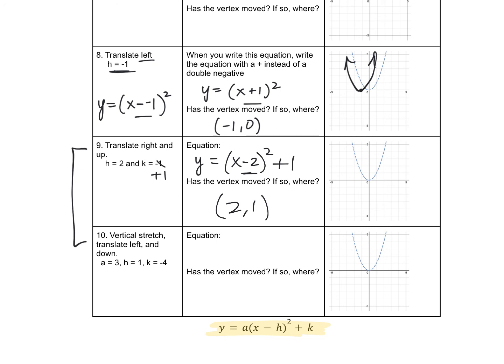And then the last one, it was a vertical stretch, so I'm going to put my 3. And then it says I'm going to go left. So to go left, I'm going to put x minus 1 squared, and then down 4, minus 4. There's your rule. My vertex is negative 1. Oh, positive 1, sorry, negative 4.